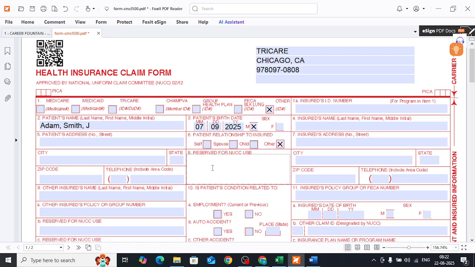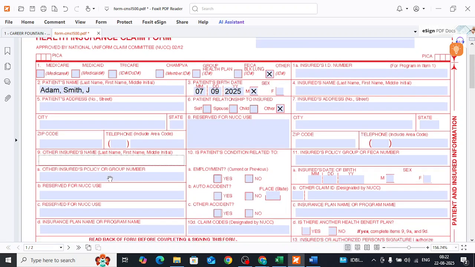Box number 8 is reserved for NUCC, National Uniform Claim Committee, so we don't have to worry about it. Okay. Important boxes I'll tell you which need to be remembered. Box number 9, other insured information. Okay. So you can ignore this box. Don't worry. Nobody will ask.